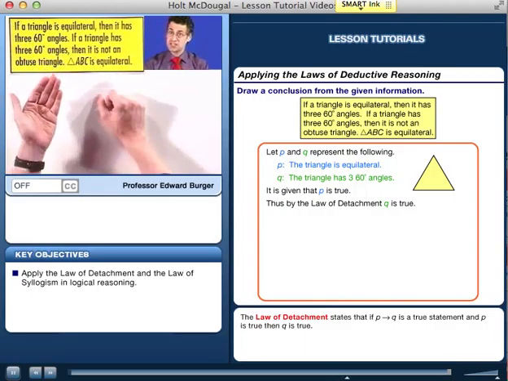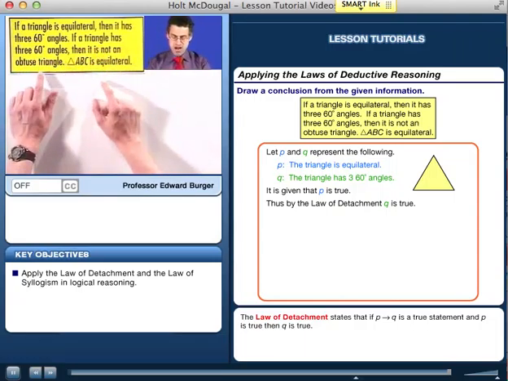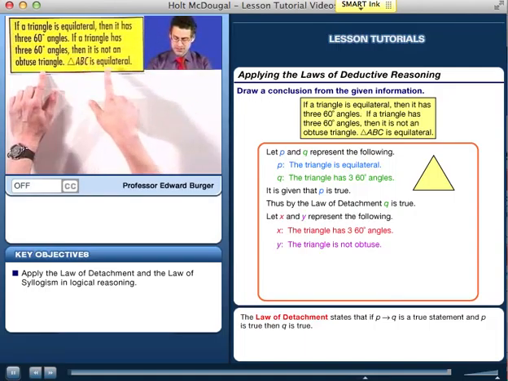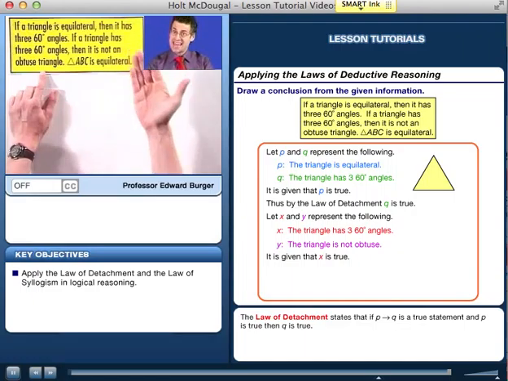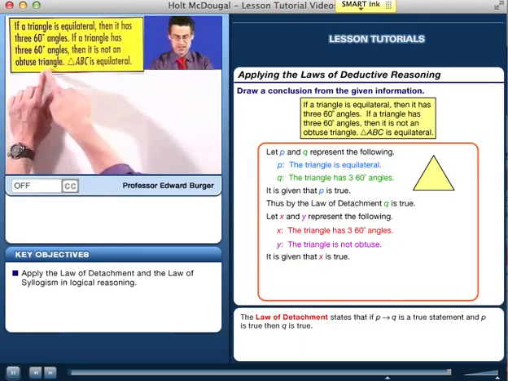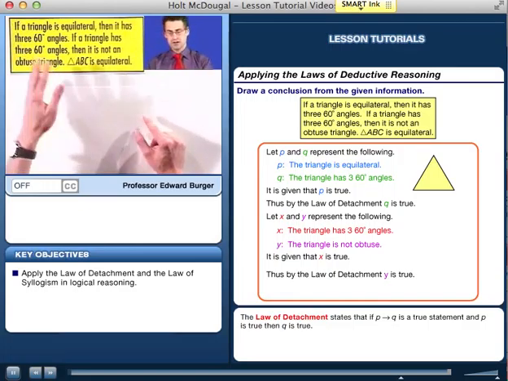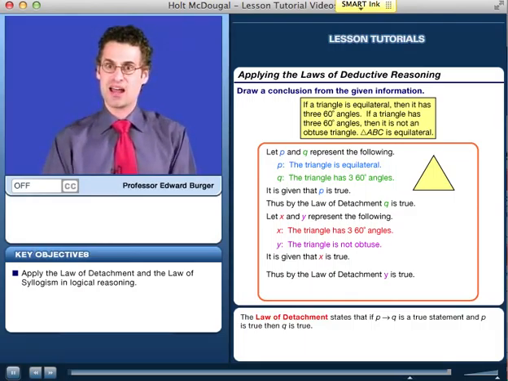Well, look at the next conditional statement. It says that if a triangle has three 60-degree angles, then it is not an obtuse triangle. Since we know that this triangle ABC has three 60-degree angles, then we can actually apply the law of detachment yet again and make the conclusion that since this hypothesis is true, then this conclusion is true as well, and therefore we see that triangle ABC is not an obtuse triangle. So my conclusion from all this information is that triangle ABC is not an obtuse triangle.